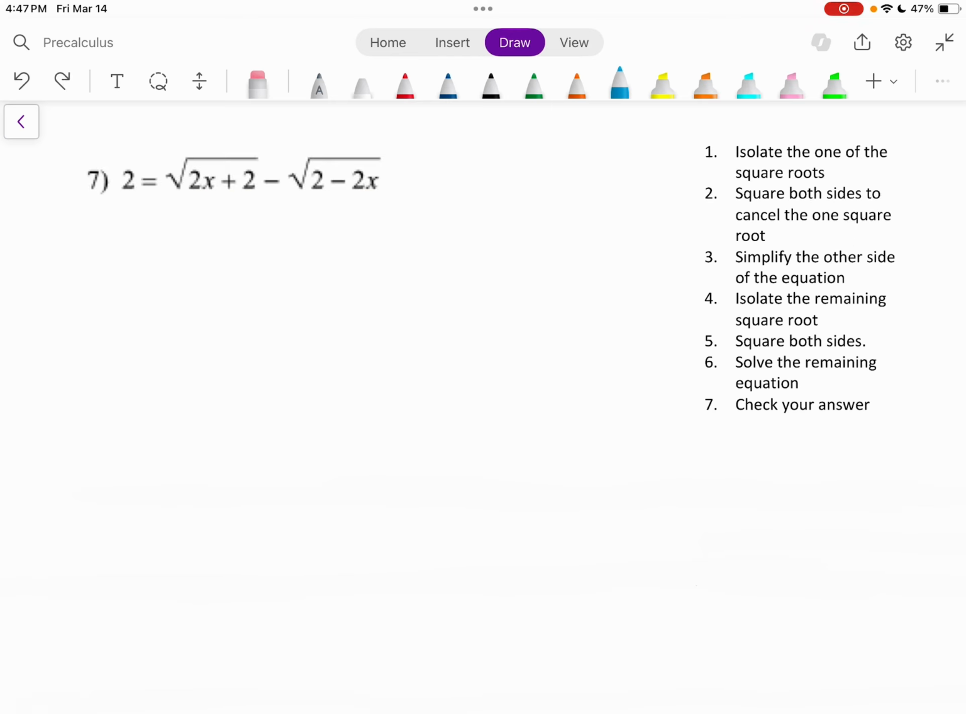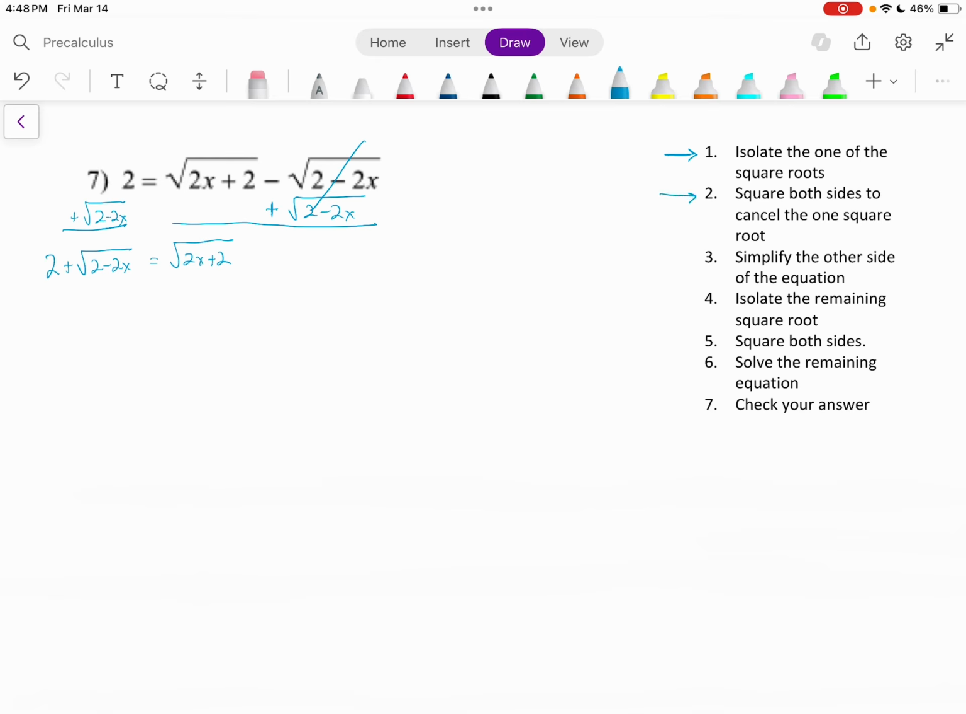So we will work through our steps here of how to solve something like this. It says isolate one of the square roots. Well, we could isolate either one. Looks like it would be easier to add the square root of 2 minus 2x to both sides. That way we don't have any negatives. So we get 2 minus 2x become 0. And then on the left side we have 2 plus the square root of 2 minus 2x equals the square root of 2x plus 2.